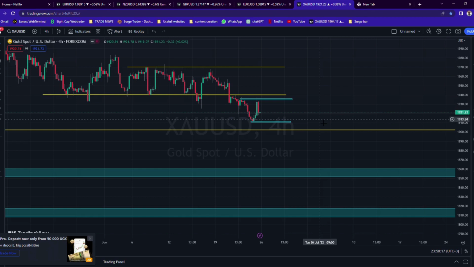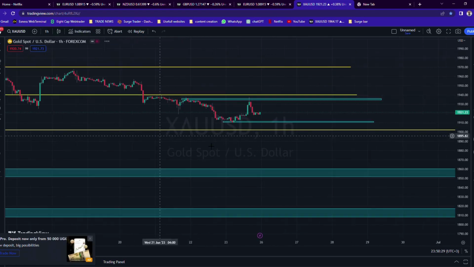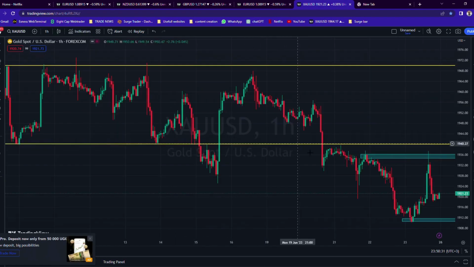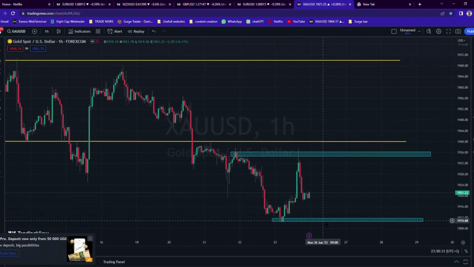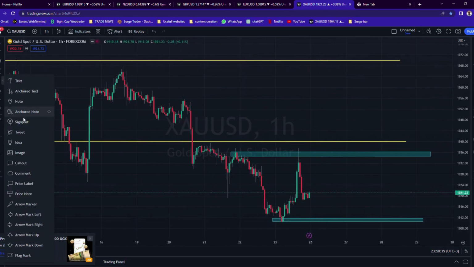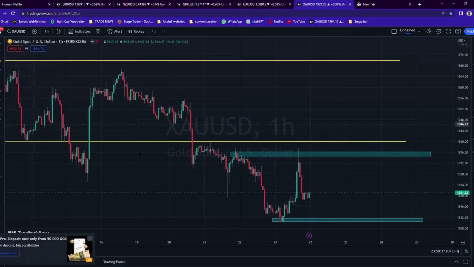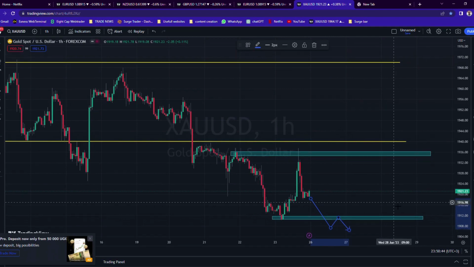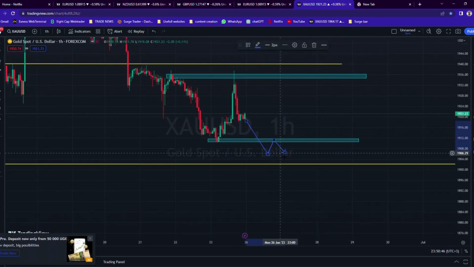So for gold, we have two levels right now, which are 1910 and 1935. If it is broken to the downside right here, we'll see more sales. Most likely, we are waiting for a break to the downside right there.